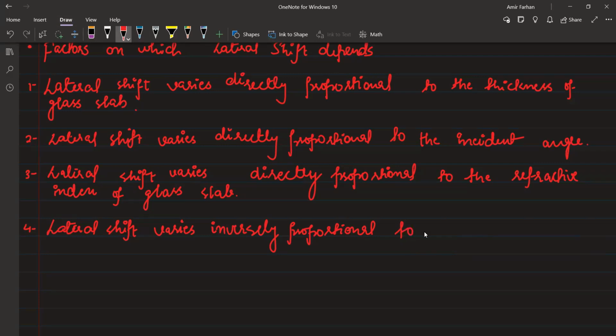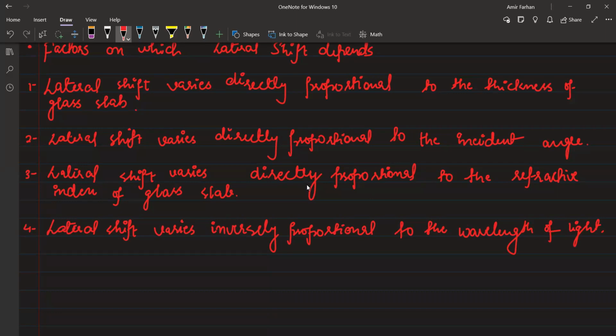Lateral shift is inversely proportional to the wavelength of light. So these are the four factors on which lateral displacement depends. Clear? Any doubt in this? Anybody tell me? No, sir. Sure? Yes, sir. Okay, that's great.